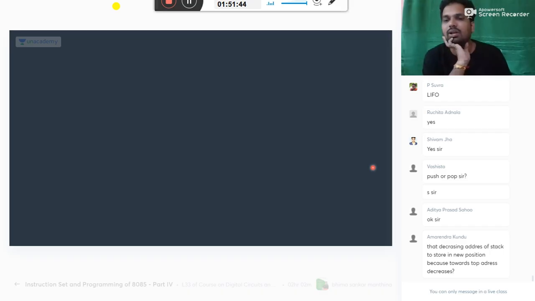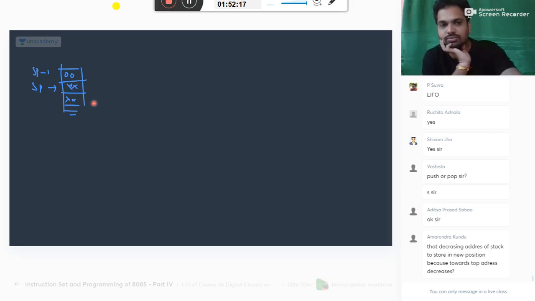Amarendra asks about the decreasing address of the stack to store in a new position, because towards the top the address decreases. See here, in your stack, it is like this. This is what SP is pointing to. When you decrement, it will go to the next location. Here it will write your data. It always points to the top, which is the filled location, not the empty location. This is the convention followed in 8085.